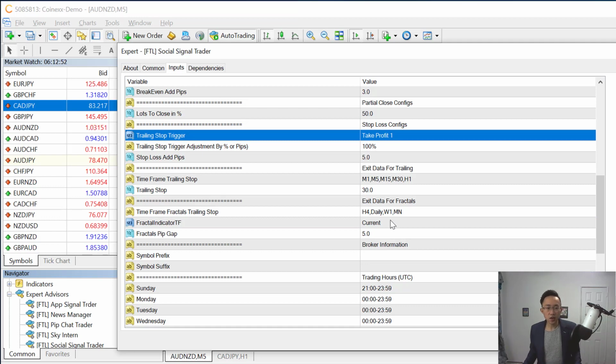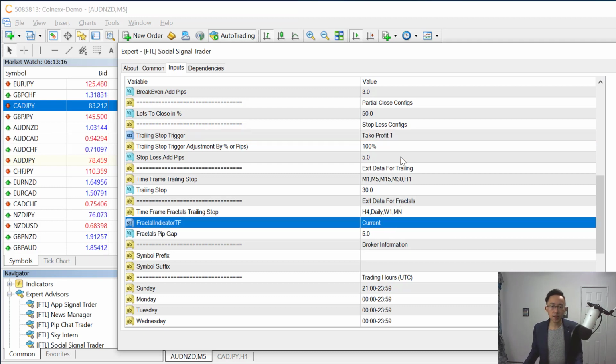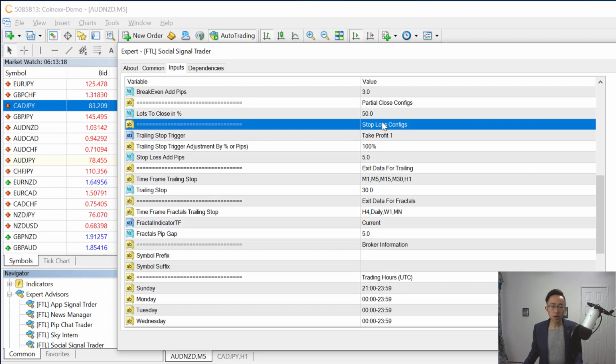Okay, now if you're not familiar with the fractal indicator, Google it. It basically searches for your last high or last low, and it uses that as your trailing stop. Where do you want to set your stop loss? Basically, this is the setting for your trailing stop.